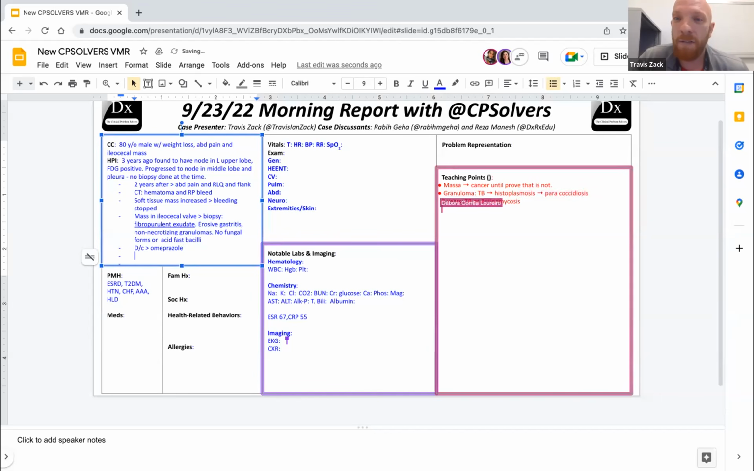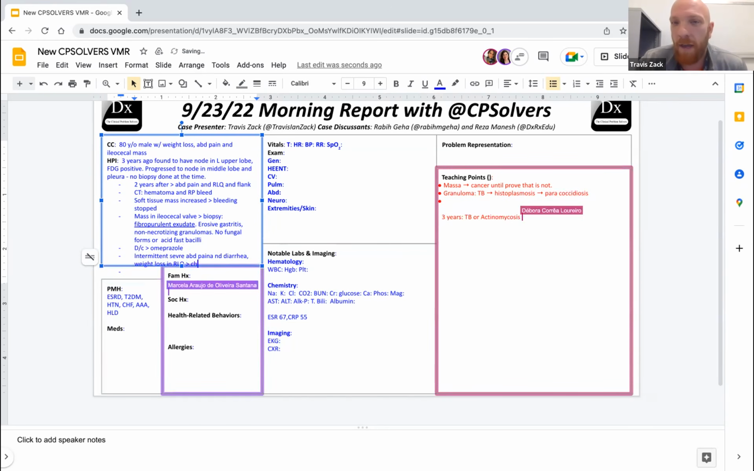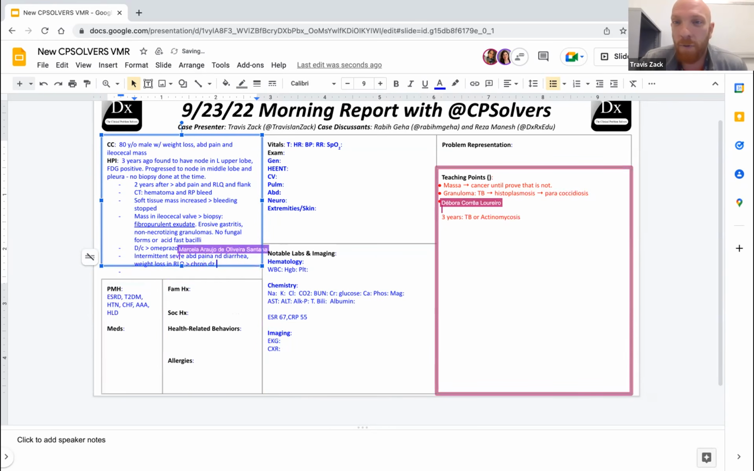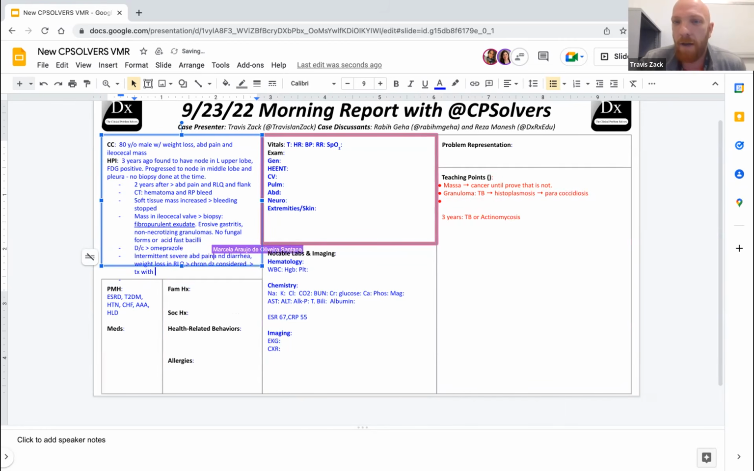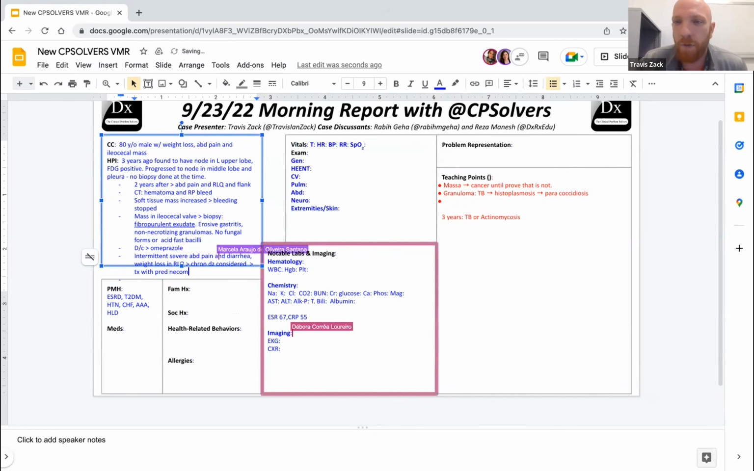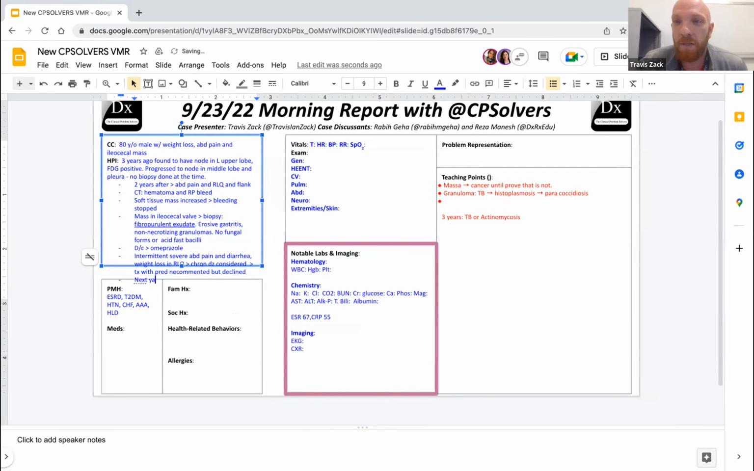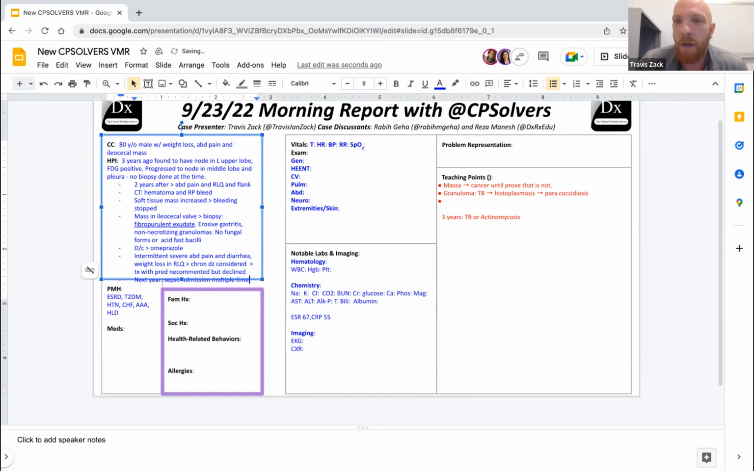Continued to have an intermittent severe abdominal pain and diarrhea, continued with weight loss, with the pain being centered in the right lower quadrant. A diagnosis of Crohn's was considered, and actually a recommendation of treatment with prednisone and methotrexate was recommended, but the patient declined, refused treatment.